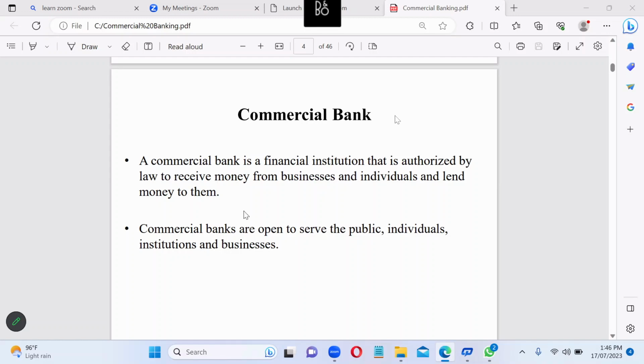Commercial banks are open to the public, individuals, institutions, other institutions and businessmen. So the public goes to commercial banks, individuals go to commercial banks, and institutions, for example chartered institutions, or other institutions, also lend and receive money through the commercial bank, and businesses also go there. For each and every person, the commercial bank is available.